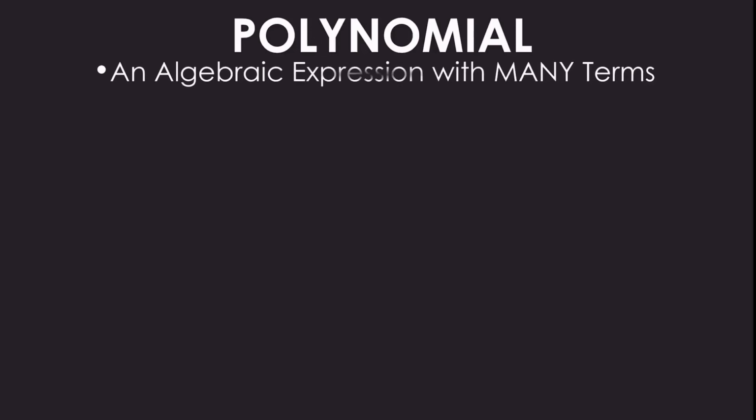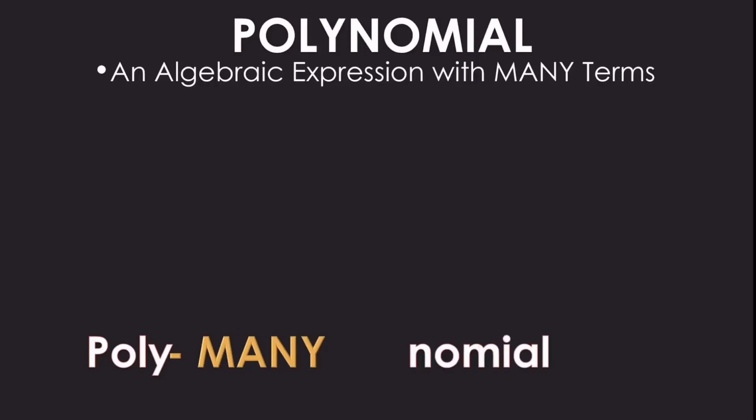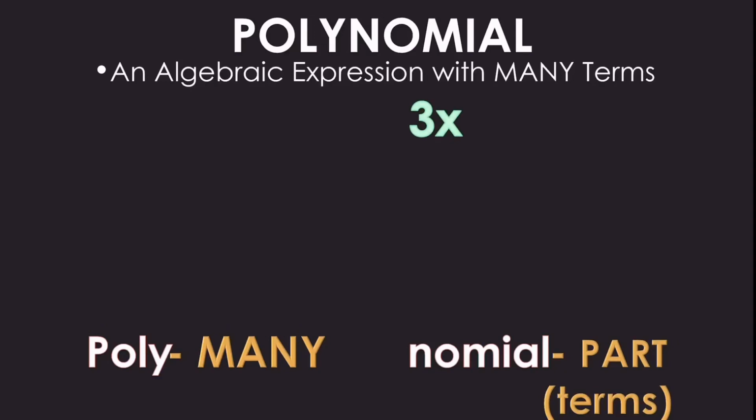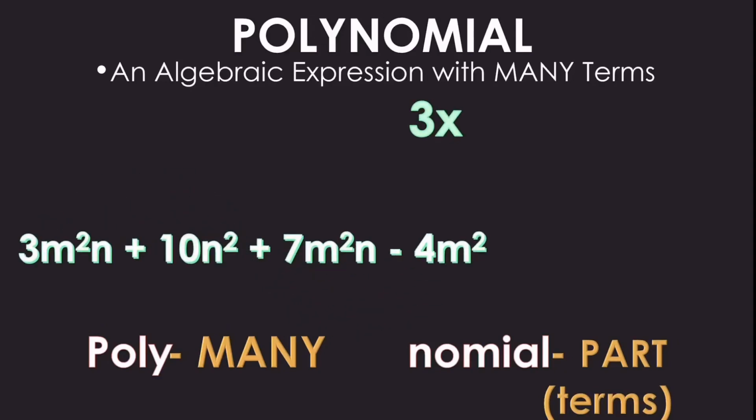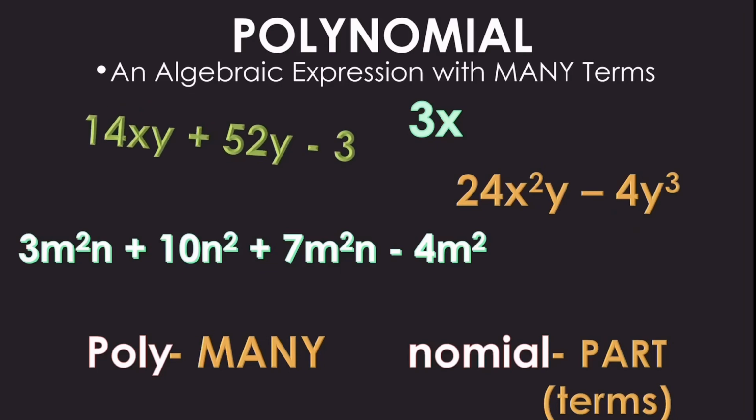So before we can start this, let's review what is a polynomial. A polynomial is an algebraic expression with many terms. Remember, poly means many, and nomial means part. And in our case, those parts are called terms. You have a monomial. You have a polynomial. Remember, more than three, we just call poly. You have a binomial, 2 terms, and a trinomial, 3 terms. We just discussed this yesterday.